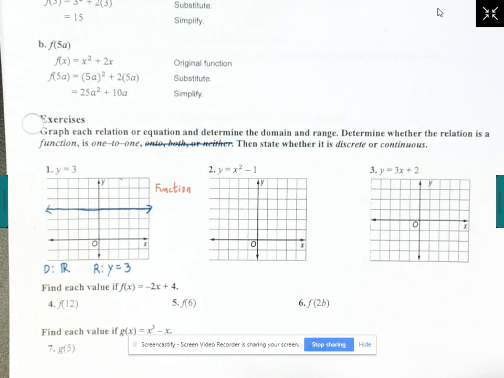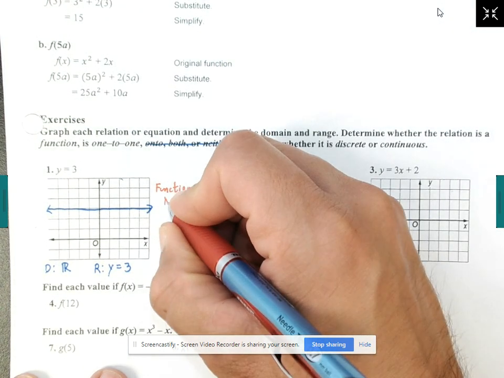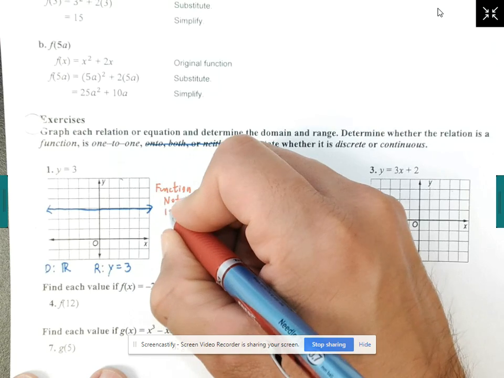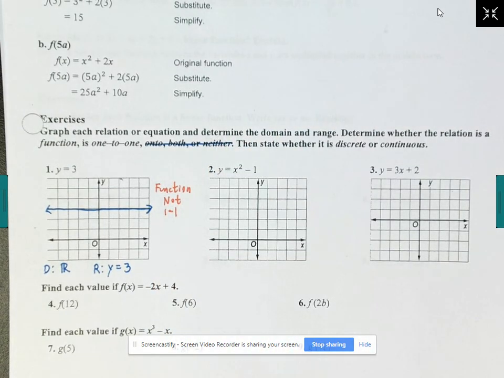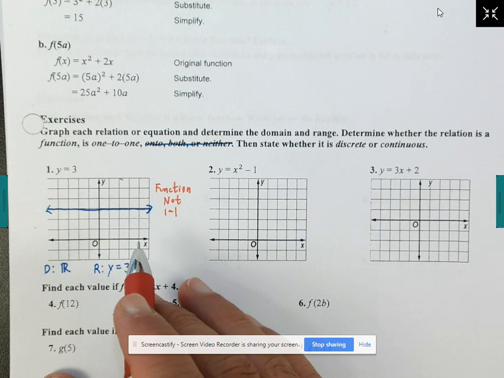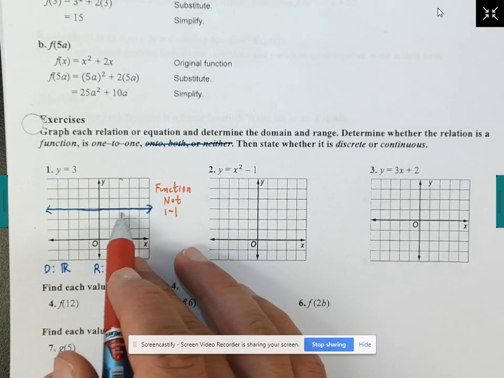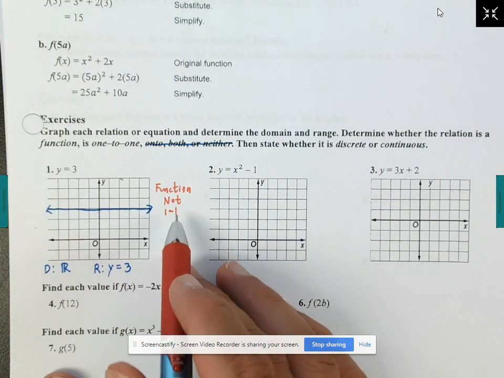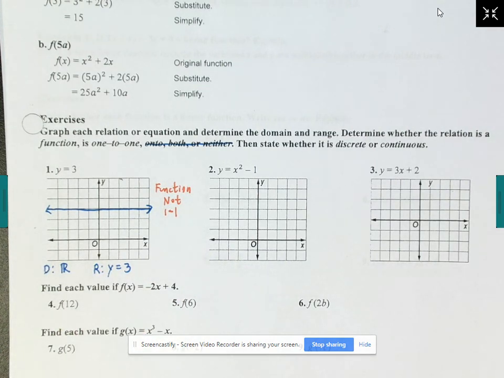Now, the question is, is this going to be a one-to-one function? Now, for the one-to-one function, once you realize that this is a function, then this must pass what's called the horizontal line test. All right, so this one's actually not going to be a one-to-one function, because if I draw a horizontal line, am I going to touch more than 1 point? And the answer is yes, I will, because if I put a horizontal line right on top of that, I'm going to be touching multiple points. Okay, so again, this is not going to be a one-to-one function.